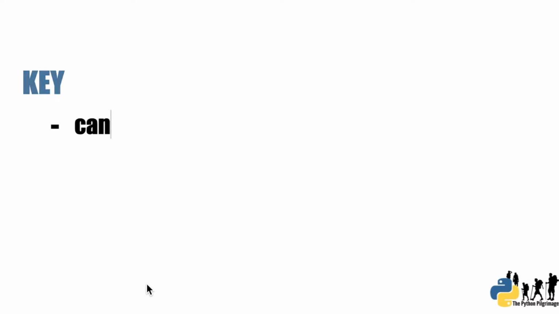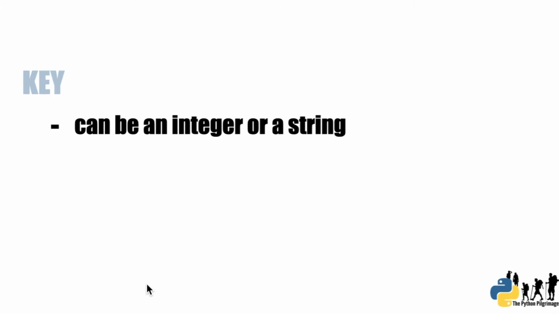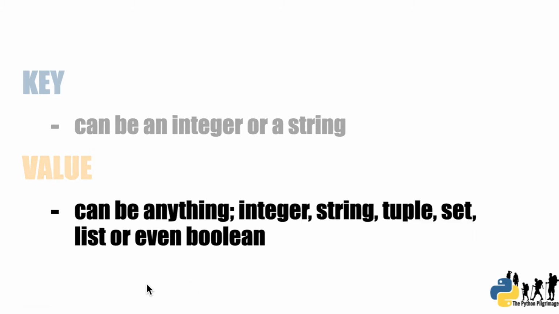A key can be an integer or a string, while a value can be anything: an integer, a string, a tuple, a set, a list, or even a boolean. If you're not very familiar with data types, you may want to check out our data types and operators video. I will try to put that on the cards on top so you can check them out later.